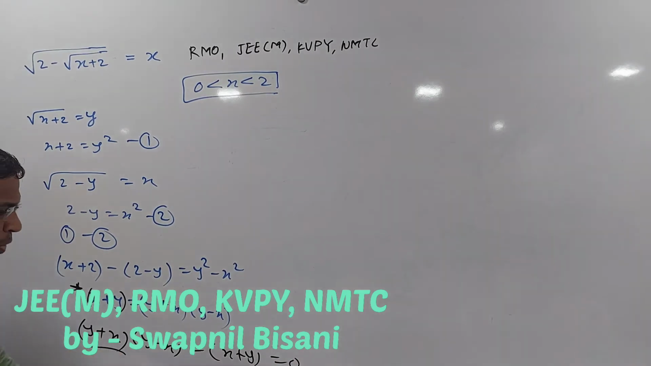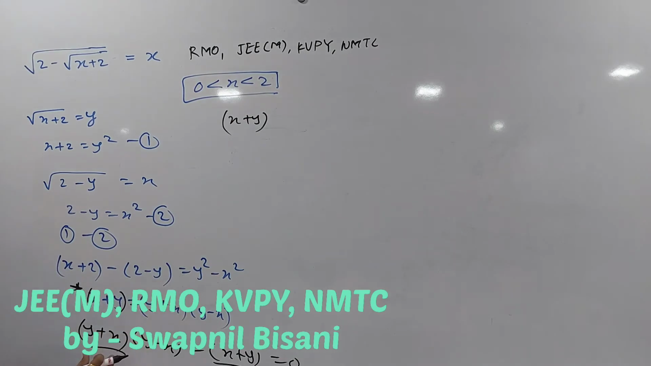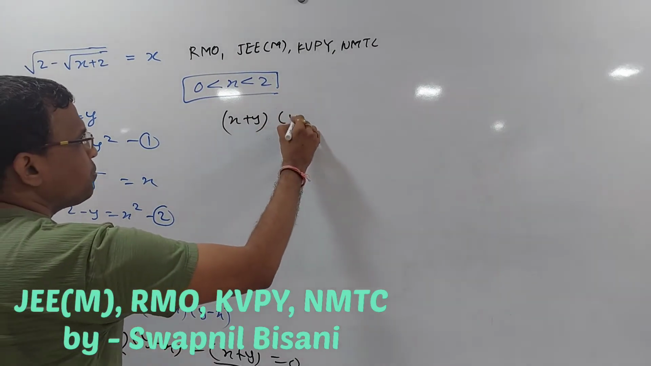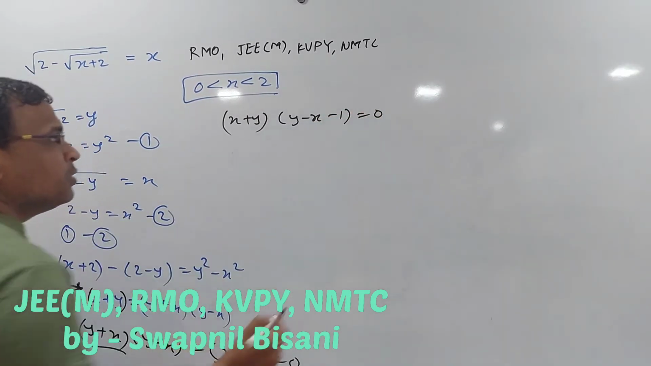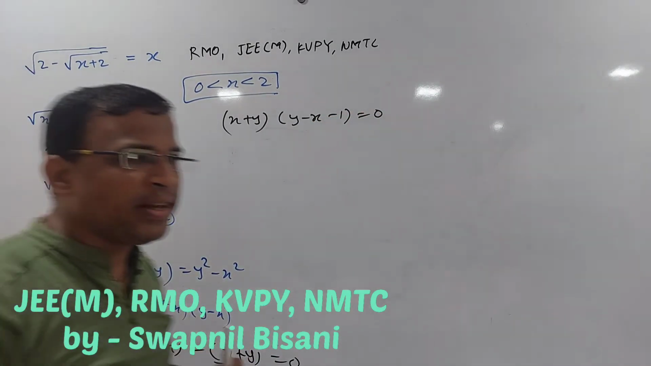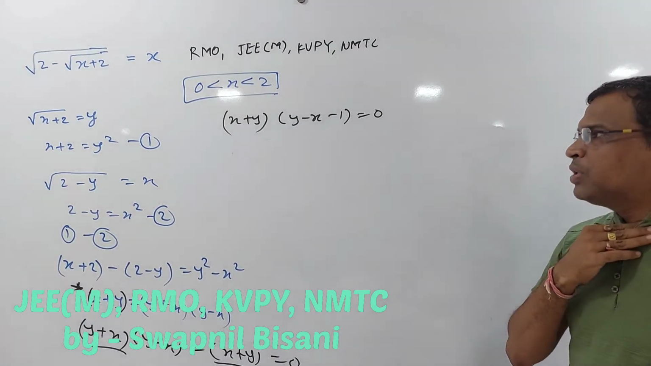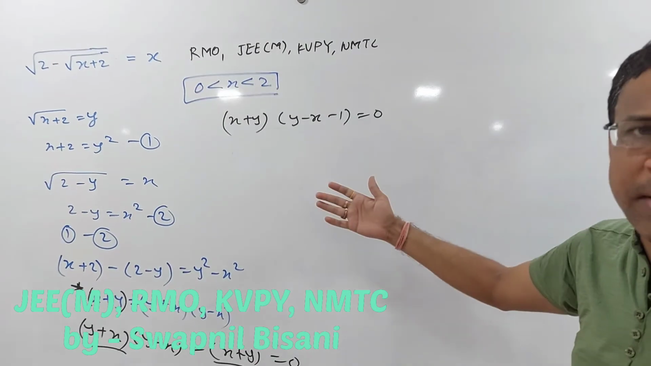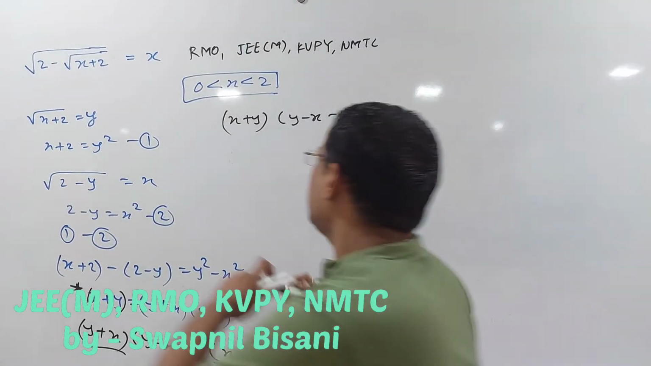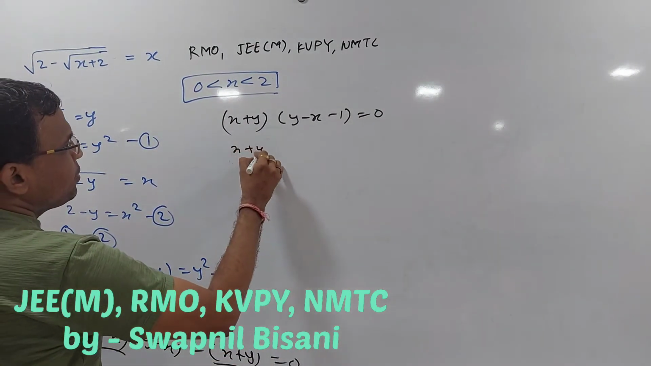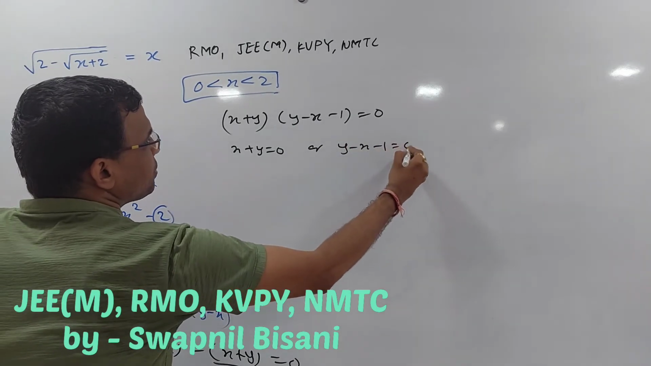Now I can take x plus y common. Fine. So I am taking x plus y common. What I got is (y minus x minus 1) is equal to 0. Now always remember, taking common is something you can do anytime, which always simplifies the thing. So now the product of two terms is 0. So either the first is 0 or the second one is 0.